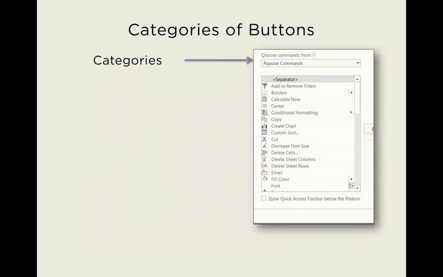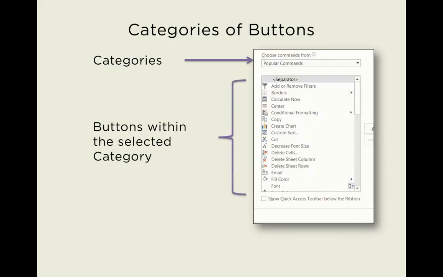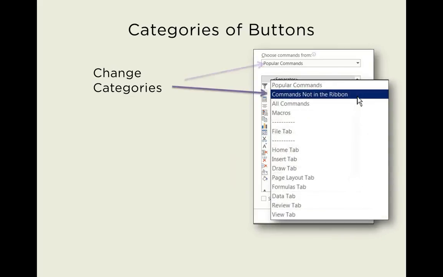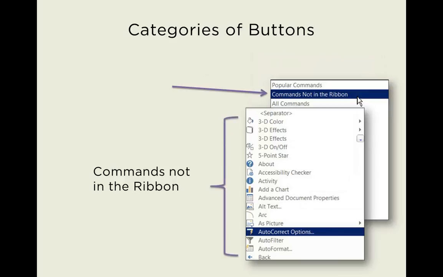In the Categories box, you will find several ways that command buttons are organized for your use. In this example, Popular Commands is currently selected. Within this selection, an alphabetized list of buttons is displayed. If you change categories, a different list of buttons will display. In this example, Commands Not in the Ribbon is displayed. Here is a list of buttons in the category called Commands Not in the Ribbon.